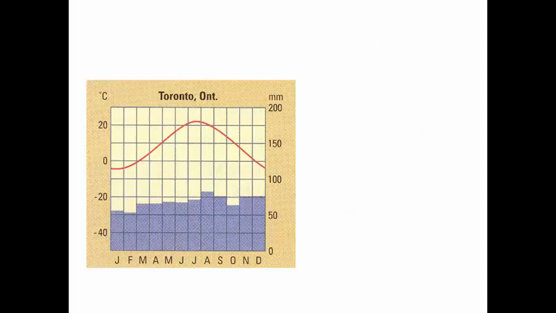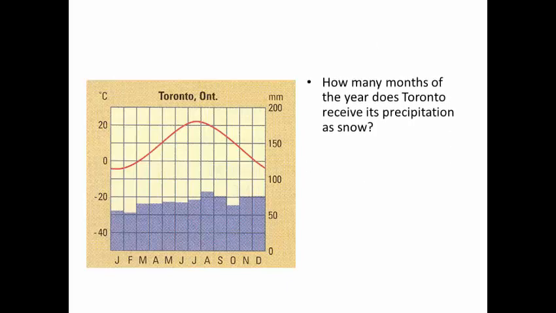Okay, now the next question. How many months of the year does Toronto receive precipitation as snow? In order to answer this question, you will need to examine the temperature graph. Look for the point that crosses the freezing line of 0. In our example, it would be here and here. Now draw an imaginary line down from the freezing points to the horizontal axes like this.